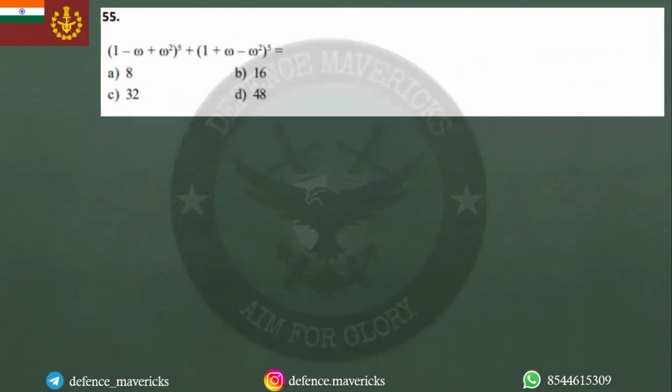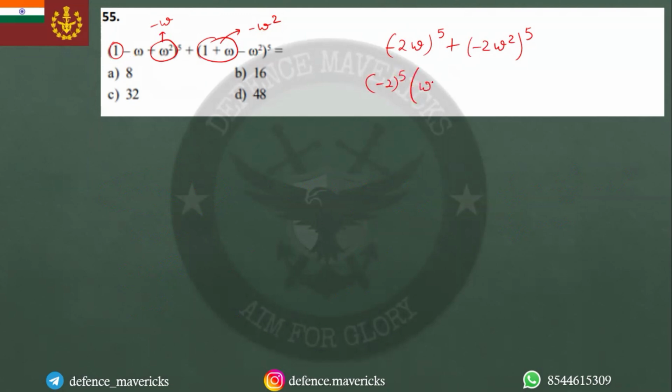Now again, wherever you see such things, 1 plus omega, you can write this as minus omega square. Here you have 1 and plus omega square. Here it is not written together, they have written it separately just to confuse you. So 1 plus omega square will be minus omega. So minus omega is (minus 2 omega) whole to the power 5, plus this will become minus omega square is (minus 2 omega square) whole to the power 5. So just take 2 outside. So this will be minus 2 power 5, just take it as common. What is there? Omega power 5 plus omega power 10.